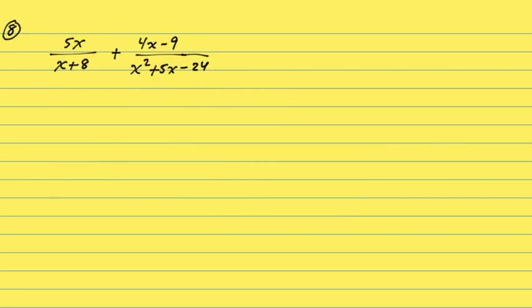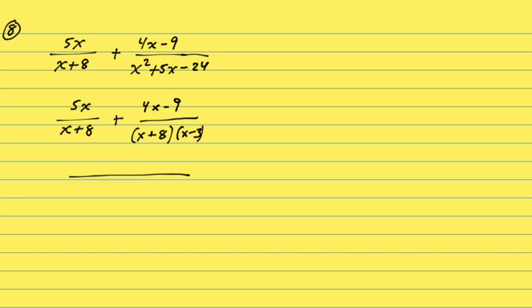So after 7, we're moving to 8. Again, we need a common denominator. So I have 5x over x plus 8. Nothing factors on the denominator. However, over here, what factors? How does this factor? X plus 8 and x minus 3. So your common denominator is going to be x plus 8 times x minus 3.